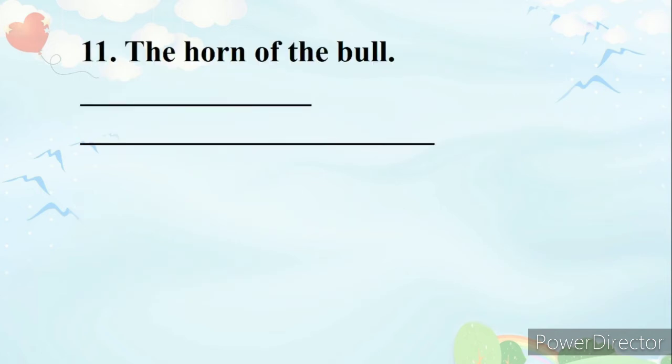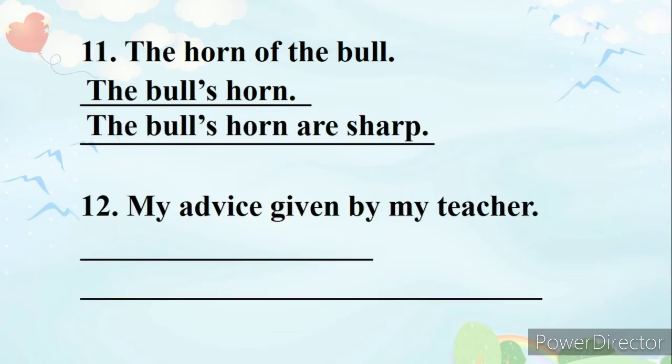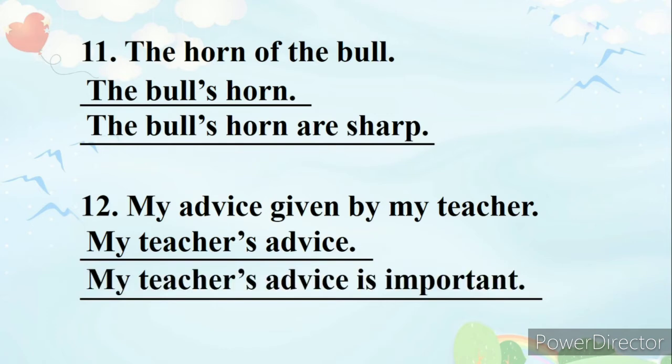11. The horn of the bull. The answer is, the bull's horn. And the sentence I have written, the bull's horns are sharp. 12. The advice given by my teacher. Here the answer is, my teacher's advice. And the sentence, my teacher's advice is important.